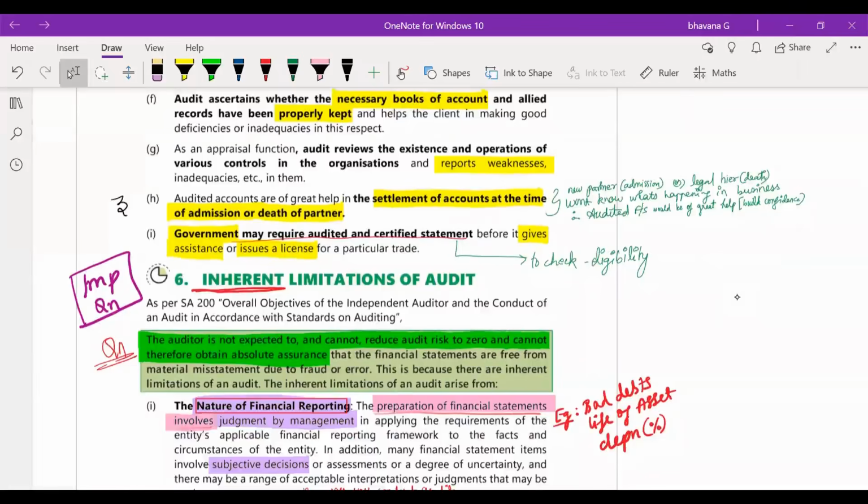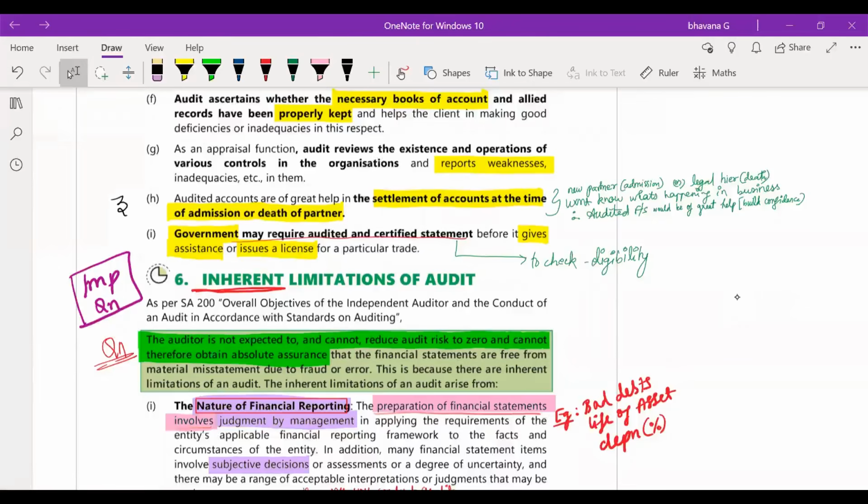Next, they tell that if you do an audit, you will be able to do settlement of accounts at the time of admission or death of a partner. At the time of admission, a new partner comes into the company and he has to bring goodwill to the company. Likewise, when a partner's death happens, his legal heir will take the portion related to the deceased partner. That means whatever belongings the dead partner had in the company, the legal heir will take from the company, right?